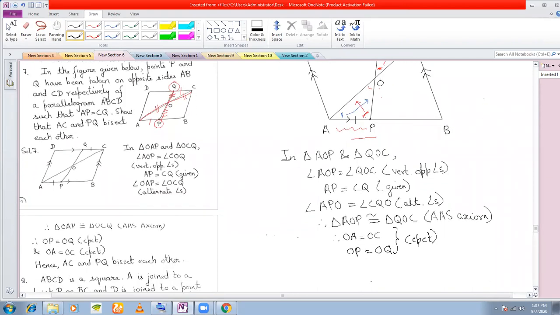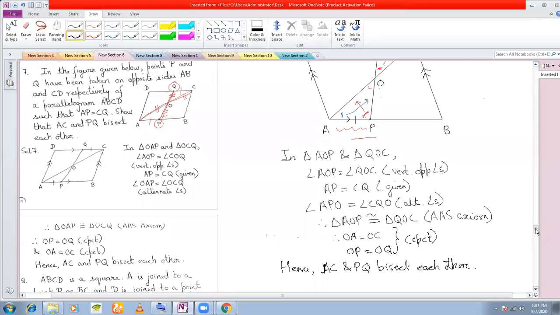Hence, we can say AC and PQ bisect each other. Okay, so this problem is done.